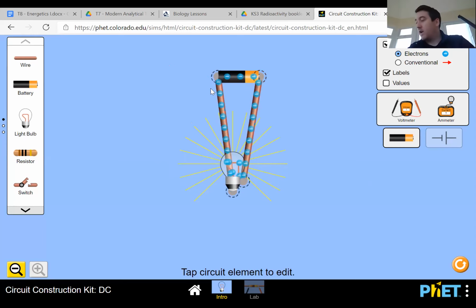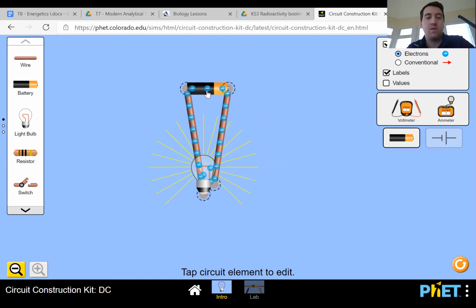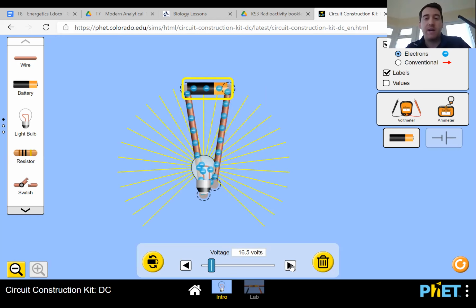I'm not sure if you realize that you can do this, but in this circuit you are able to click the battery and select the potential difference. So if I click the battery here, I can select the potential difference. As you see, that's basically equivalent to putting in a bigger battery. So every time you change the voltage, that's equivalent, in real life, to switching the battery for a bigger one.